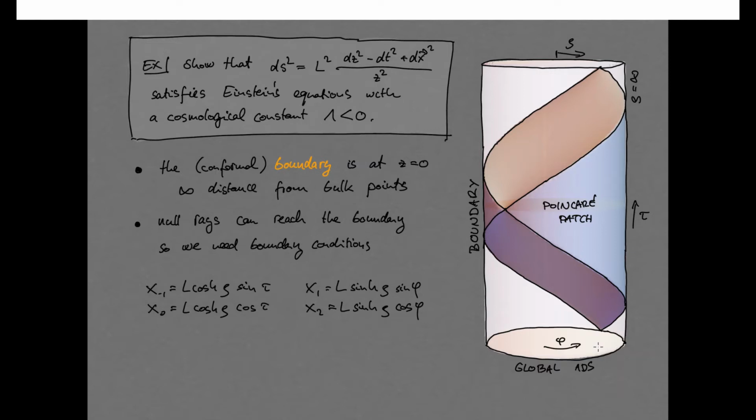So in these coordinates, the global AdS coordinates, the Poincare patch will be this wedge depicted here, this blue wedge. The boundary of the Poincare patch will be this diamond, this bit here and this here and what's behind the picture. The top and the bottom of the wedge are called the Poincare horizons.